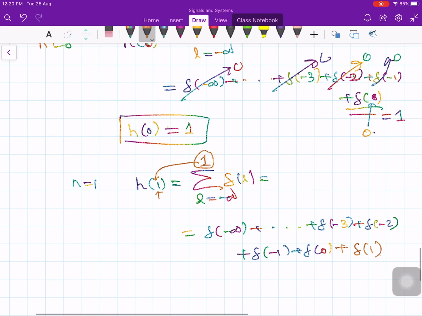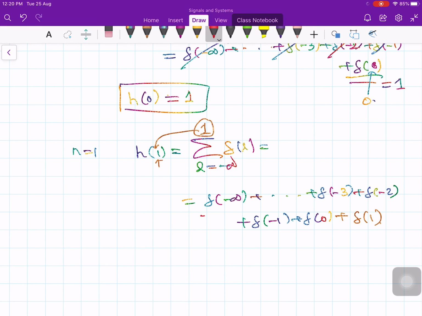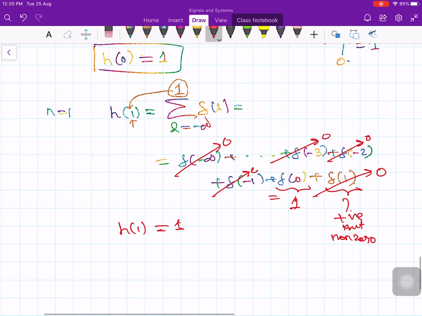Okay. So this term is 0, this one is 0, this one is 0, this also 0, but what is this? This is equal to 1. What about this? It is positive but non-zero, the argument is non-zero, therefore this guy also leads to 0. So again your answer h of 1 is equal to 1. Similarly you can check n equal to 2, n equal to 3 and so on and so forth. You will find h of 2 is equal to 1, h of 3 is equal to 1 and so on.